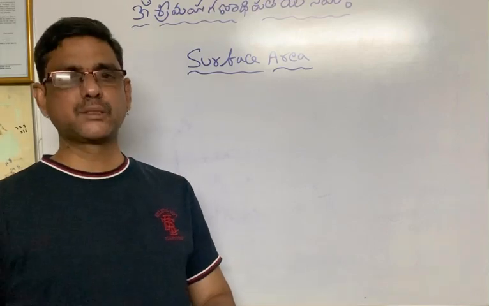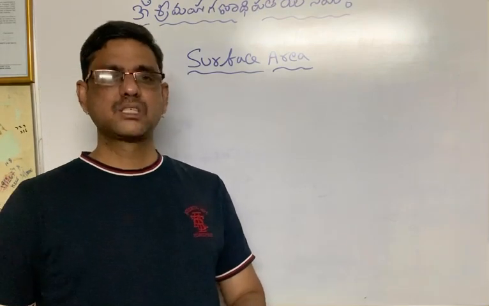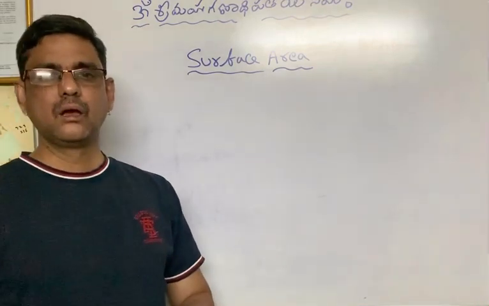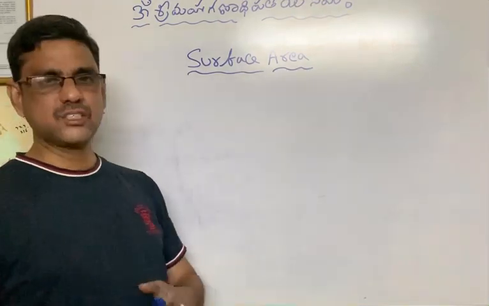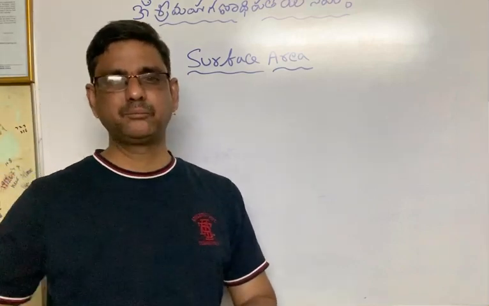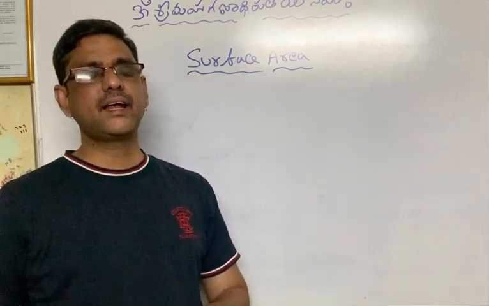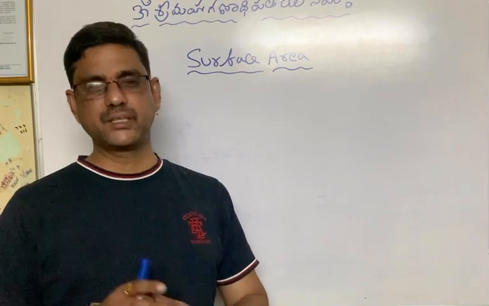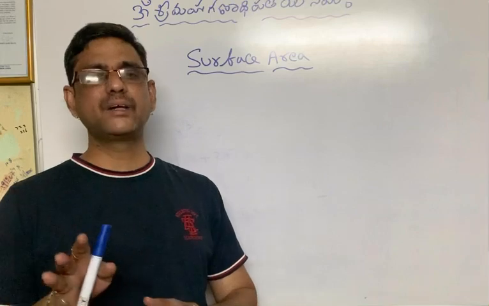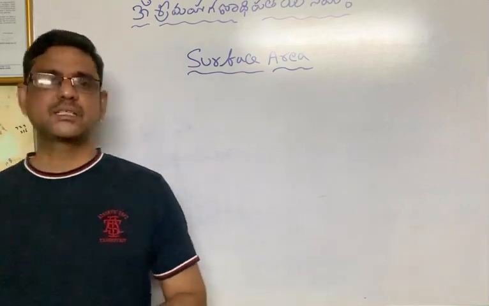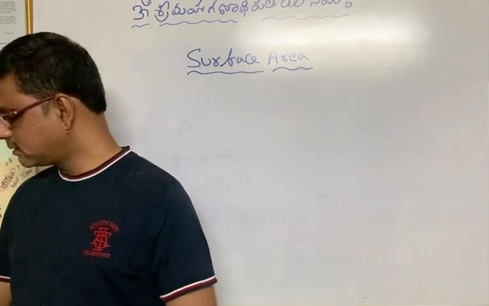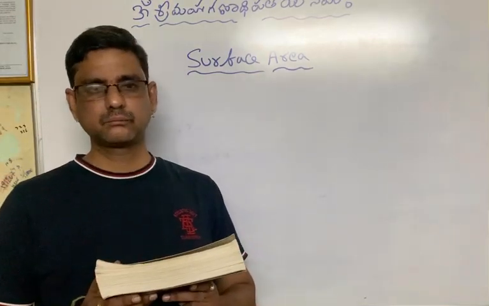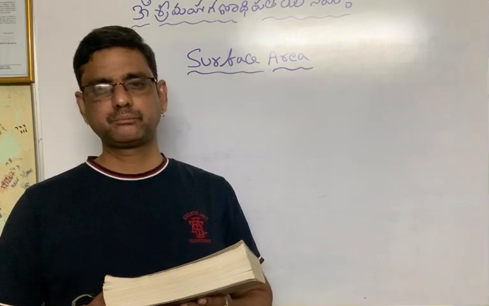Today I am going to explain to you about the surface area of some objects. First, let us know what is surface area. Surface area means the exposed area of a particular object. Exposed area means, let us consider an object. This is a book. What is its surface area?